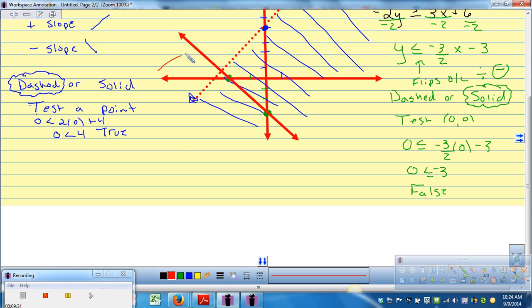And our solution area, so I'm going to shade this way. And now I'm going to highlight our solution area in black. My solution area where the 2 shadings overlap. So it's down here.